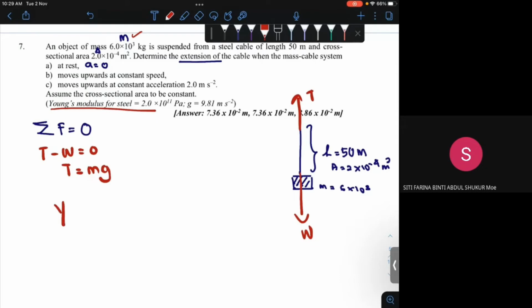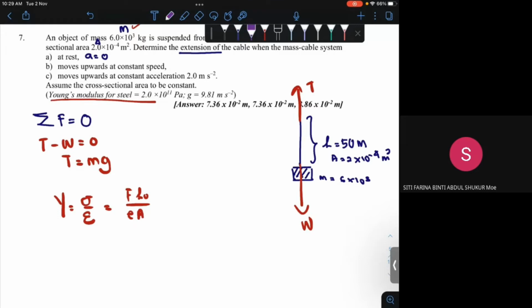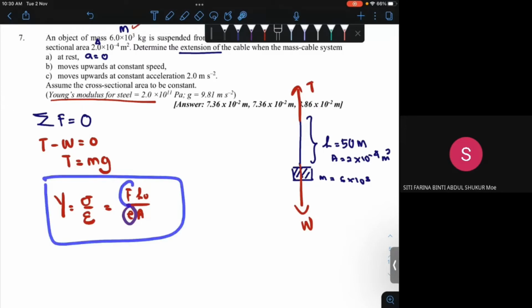Okay, Young modulus is equals to stress over strain. Kembangkan lagi, elongation is F L naught over A E. Kita nak cari elongation. This is our objective, to find the elongation. Okay, sekarang based on this equation here, force kita dekat sini adalah force yang akan menyebabkan this system to remain at rest. Okay, the force that is going to make sure that the system is at rest.